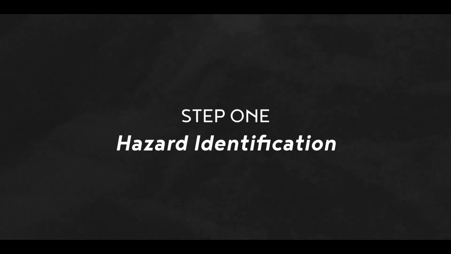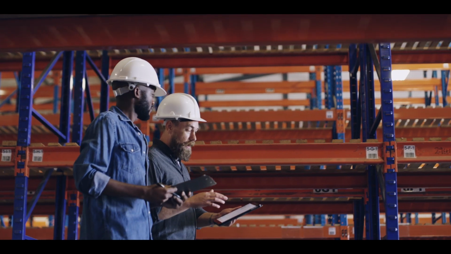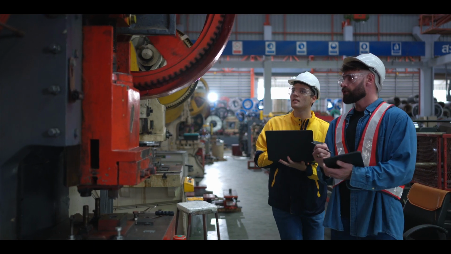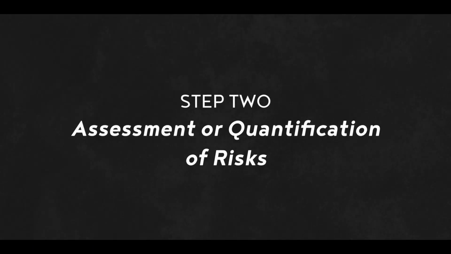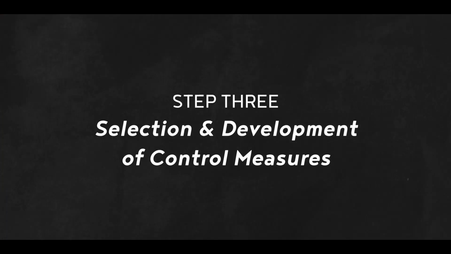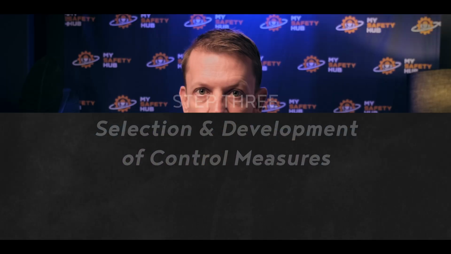Firstly, the hazard identification. There are multiple ways to do hazard identification, but one of the main items is by doing an audit or an inspection of the workplace. Secondly is the assessment or the quantification of risks associated to those hazards that have been identified. For this, you would need a risk assessment methodology to do it as accurately as possible. Lastly is the selection and development of control measures to effectively control those risks that have been identified so that we can mitigate them in the future.